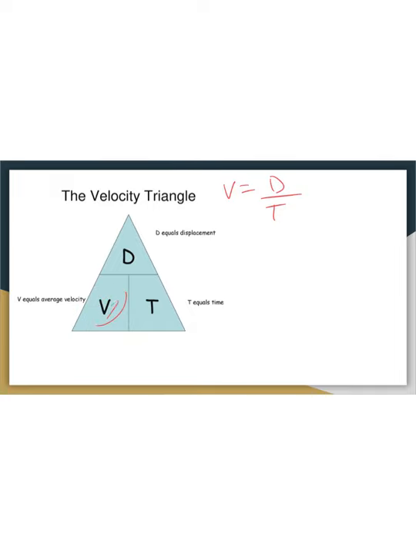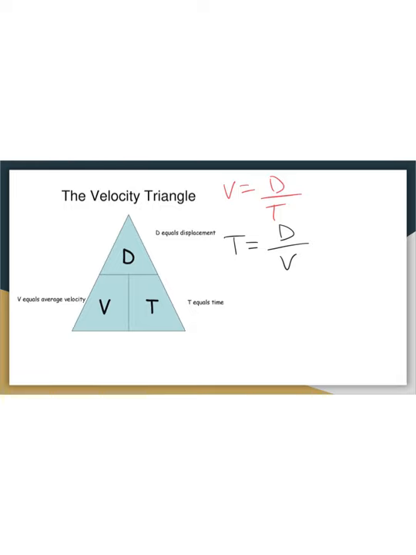If I were to try to find time, for example, what do I have? If I cover that up, T would be equal to the letter D divided by the letter V, in this case, which is displacement divided by velocity. So once again, whatever you want to find, just cover that up. Whatever's left over is what you're trying to find. Let's do one last arrangement of that, just so everyone is familiar with it.